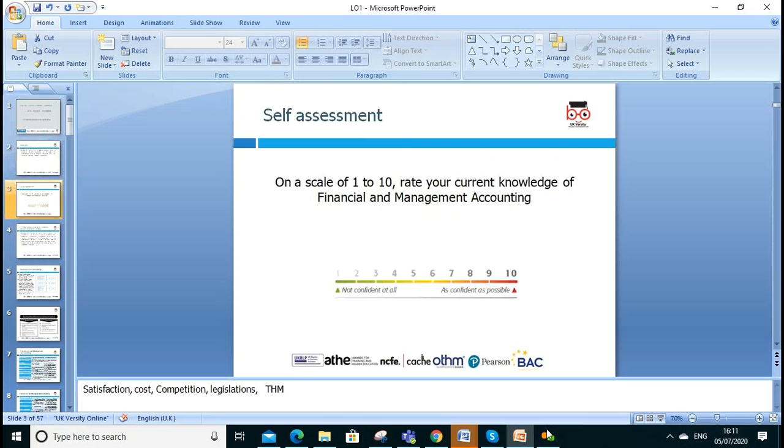Okay, so in terms of your current knowledge in financial and management accounting, where do you rate yourself? 6, 7. Okay, it means you have learned some financial or management accounting before, yes? Yes. Okay, great.